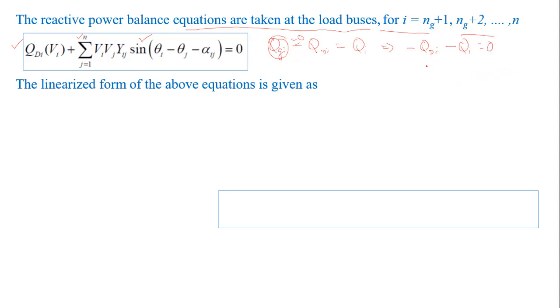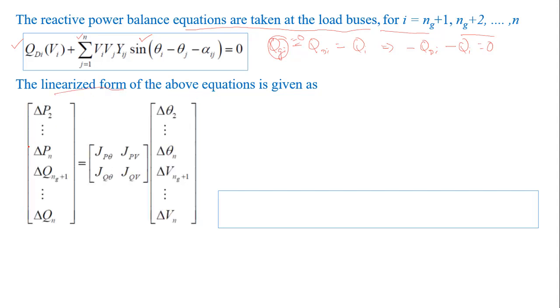Next we can linearize this equation. The linearized form of the above equations can be given as this. Already what we do in the load flow analysis, the same thing we are doing here. After linearizing, by finding out the Jacobian matrix, we can write this as your mismatch vector. This is your correction vector. And these are all Jacobian elements.